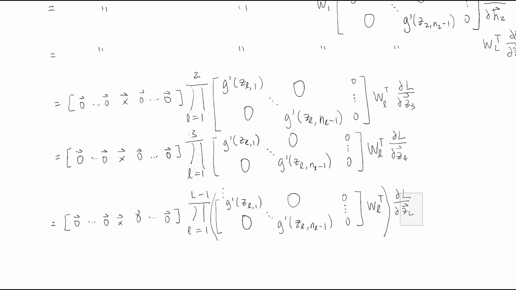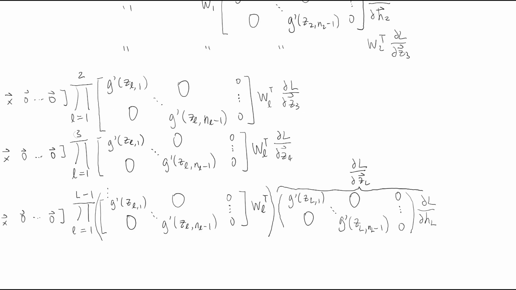Okay, so now we're going to expand this out. So instead of this, it's going to be a diagonal G matrix. So this time with index capital L, it's a diagonal G prime matrix actually. Okay, and then we're going to get partial L partial HL. So this last part is partial L partial ZL.